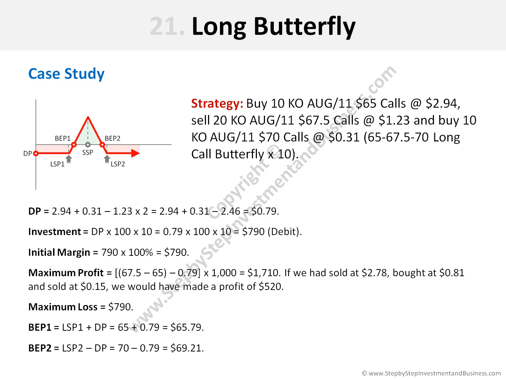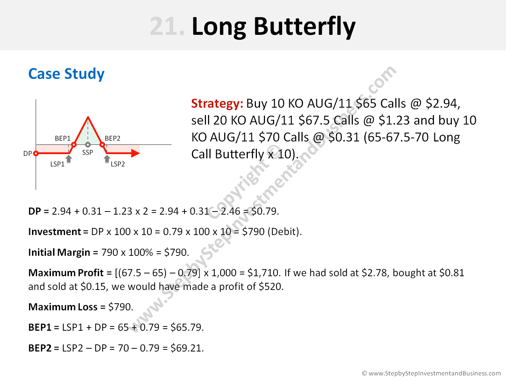The maximum profit we can make is equal to the difference between the strike prices of the body and the lower wing, minus the debit paid, multiplied by the number of shares of a wing. That is $1,710. If we had sold at 2.78, bought at 0.81, and sold at 0.15, we would have made a profit of $520. On the other hand, the maximum loss that we are exposed to is equal to $790. That is, the total debit paid.